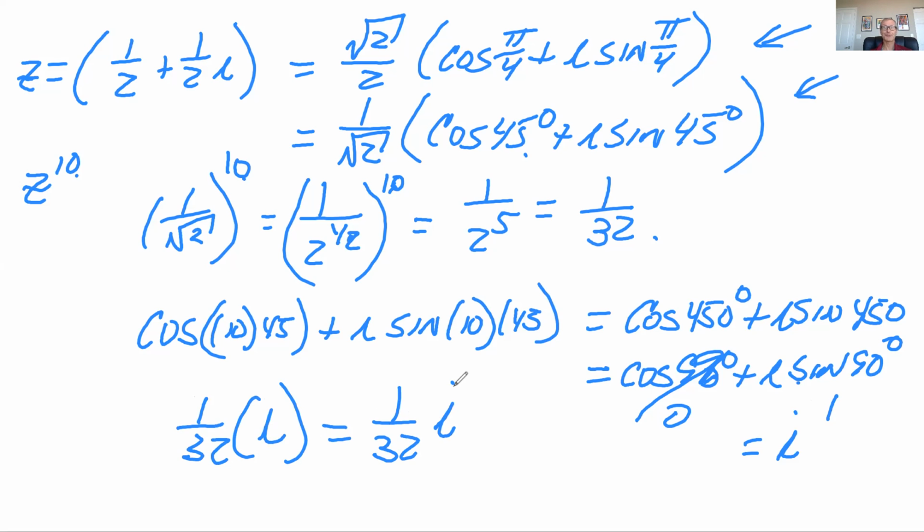And so 1 over 32i is the answer for this (1/2 + 1/2 i) to the 10th power. Okay, so there'll be a couple of those to practice in your last homework assignment. And so let's talk about this idea of roots of an equation. And this is De Moivre's theorem.